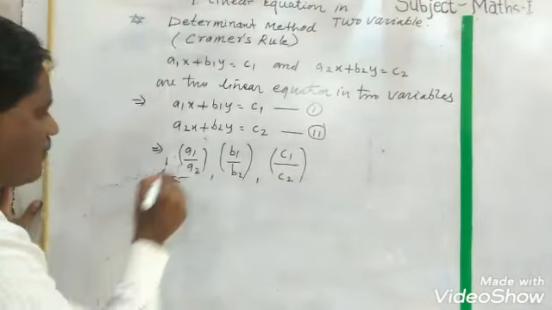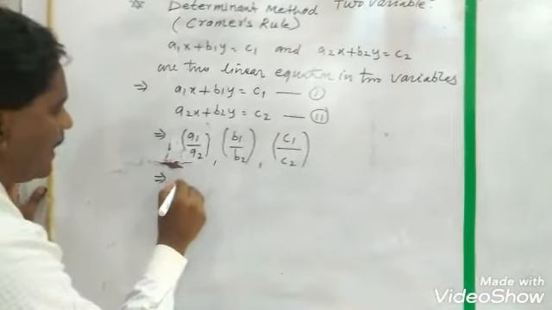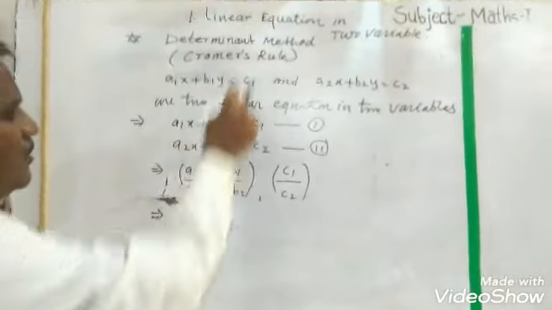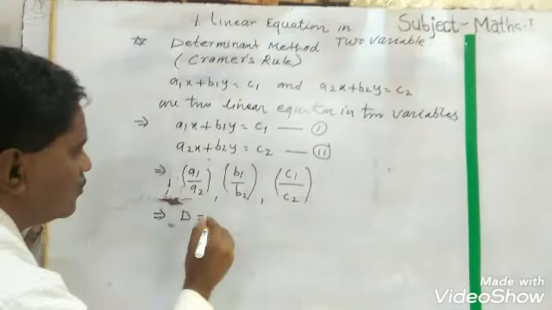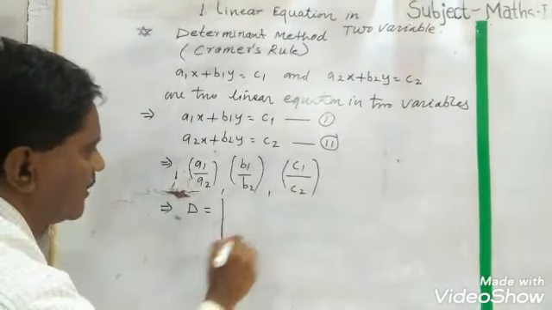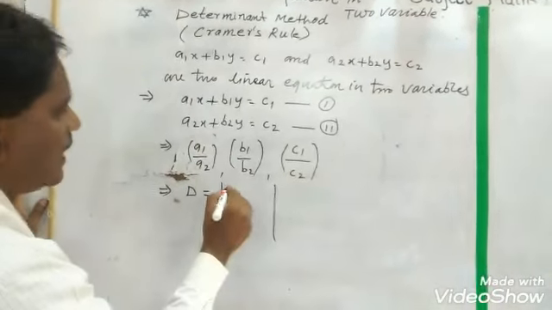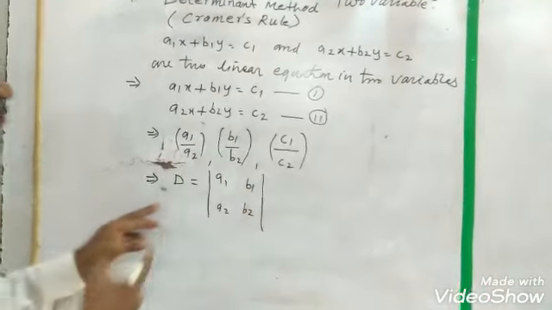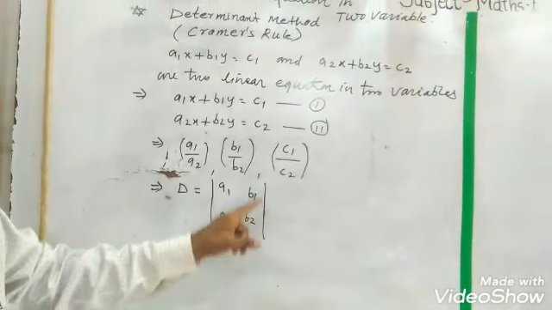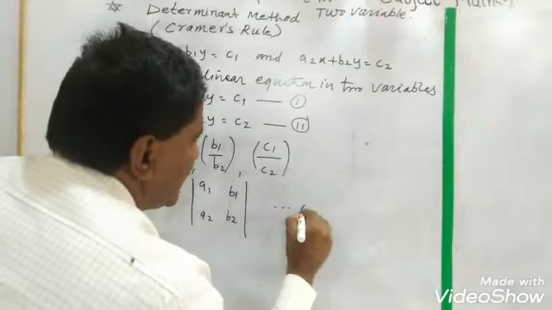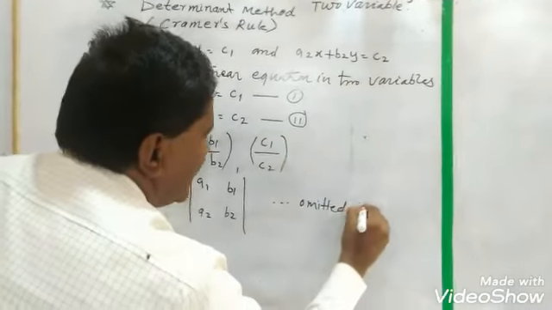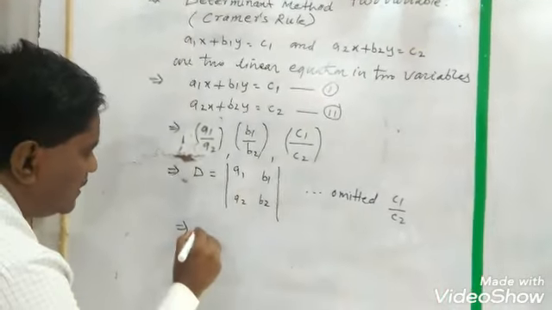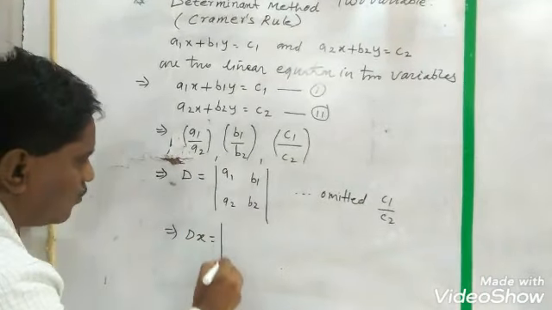Here first find the value of D. That is the format of determinant method by using Cramer's rule. One, here the format. D is equal to determinant of order 2, a1 a2 b1 b2. D is equal to a1 a2 b1 b2. That is, here c1 and c2 are omitted. बरोबर आहे, omitted here.